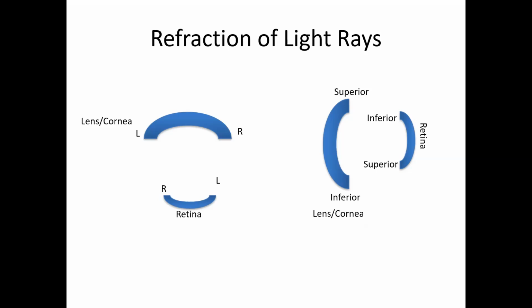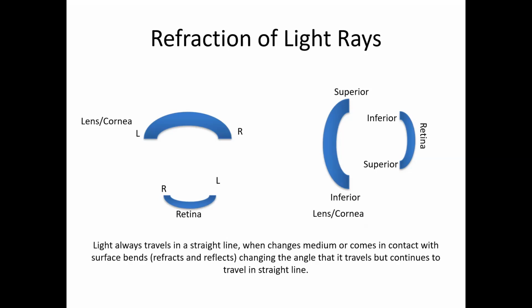And light is unique. Light will always travel in a straight line until it interacts with a different medium, at which point in time it will refract or it will reflect. Refraction is bending but continuing to move forward. Reflection is bending and heading backwards.